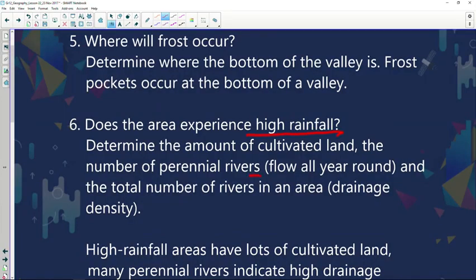So basically we go and just have a look. If there's many perennial rivers, we know they flow all year round. It might be an indication that it's a high rainfall area. If there's many non-perennial rivers, it might mean seasonal rainfall. It can be a dry area, depending where the area is.